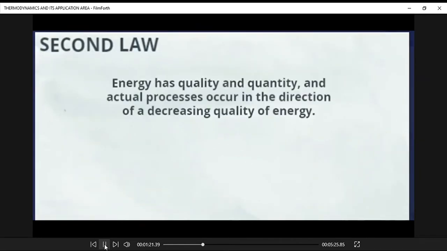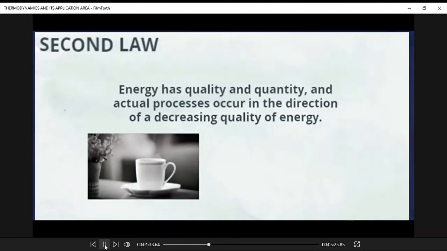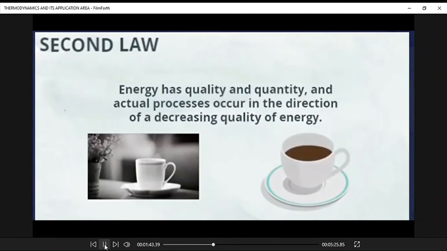Last but not least, the second law of thermodynamics. It asserts that energy has quality as well as quantity, and actual processes occur in the direction of decreasing quality of energy. For example, if we leave a hot coffee on a table in a room temperature surrounding, it will get cold by itself. But if we replace the hot coffee with a cold one, it will not get hotter by itself.